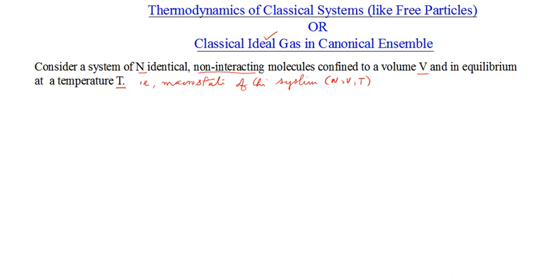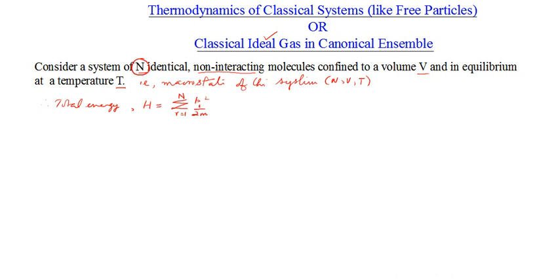Since it is a non-interacting system of molecules, the total energy of the system is purely kinetic. So we can write the total energy, which we can consider as the Hamiltonian, H, equal to the summation of P_r squared by 2m, since you have to add the kinetic energy of each of the particles. You can use i, j or r, whatever it is; I'm using r as a running index, running from 1 to N, where N is the total number of particles in our system.